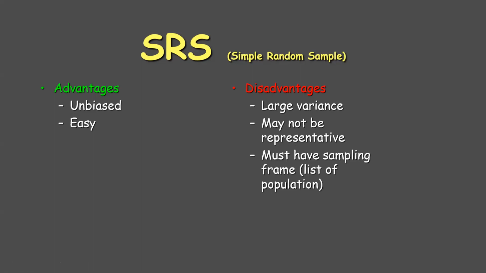And you have to know your sampling frame. So you have to know your entire population, okay? Because you're numbering your population. So if you don't have your whole population, you're not gonna be able to have everybody have an equal chance of being chosen, so it wouldn't be purely random.